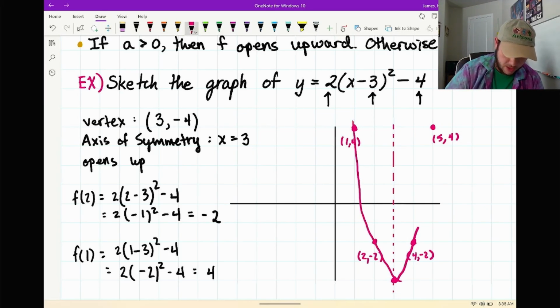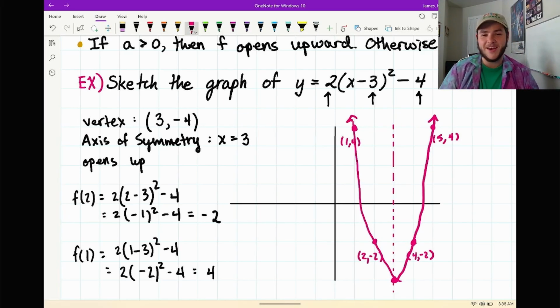And you'll have to forgive me, I am terrible at drawing pictures. That is horrible, and I can't believe I'm putting that on the internet.